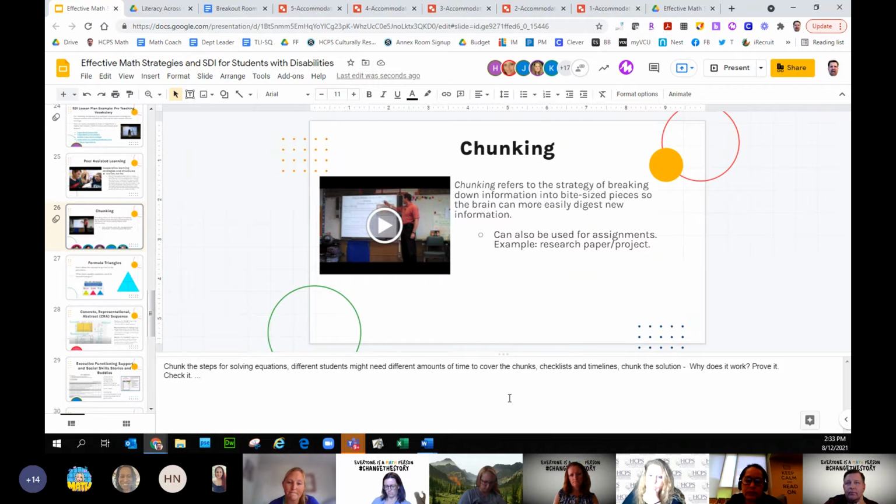Love it. Anyone else think of ideas or have used this? I know you all see this a lot of times in IEPs. Chunking is a very common accommodation.